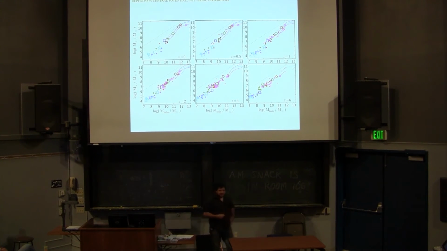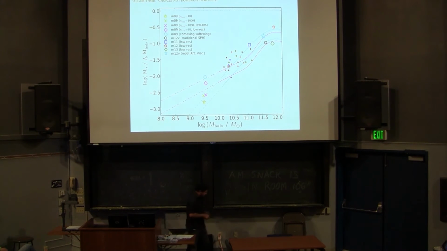And then you can look at this as a function of redshift, and things, again, don't look crazy, although the observational constraints, as you can see, as you go to high redshifts, don't extend to very low masses. So the comparison is pretty limited.